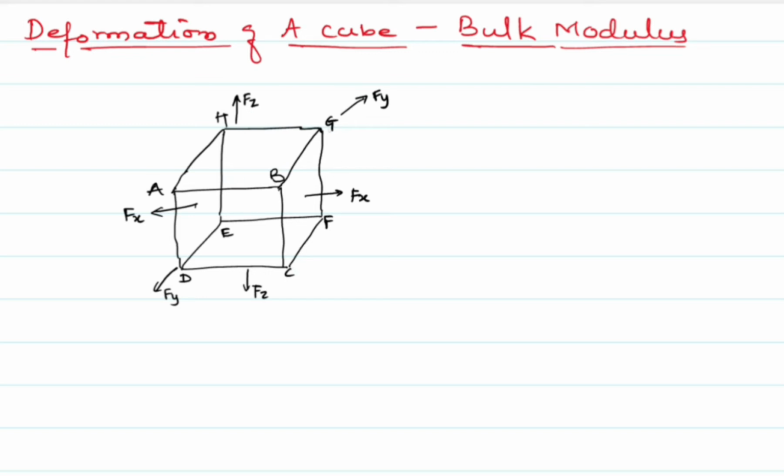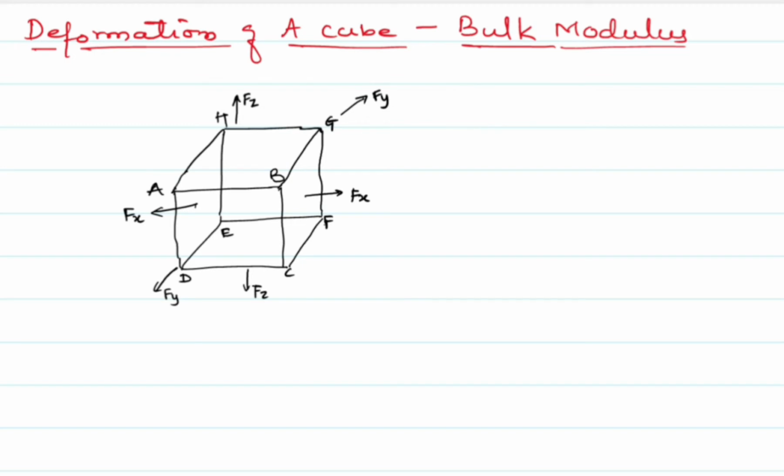faces BC, FG, and another pair of faces, AB, GH, and another pair, AH, ED, and similarly the faces H, G, F, E, and A, B, C, D, and A, B, G, H, and E, F, C, D. It means we have 6 faces here.